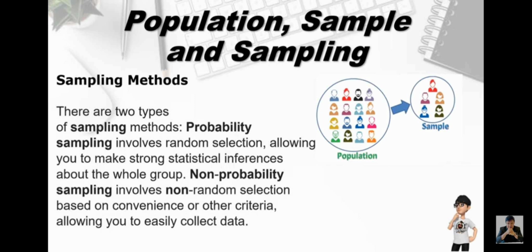So there are two types of sampling method: the probability and non-probability sampling. The probability sampling involves random selection, allowing you to make strong statistical inferences about the whole group.